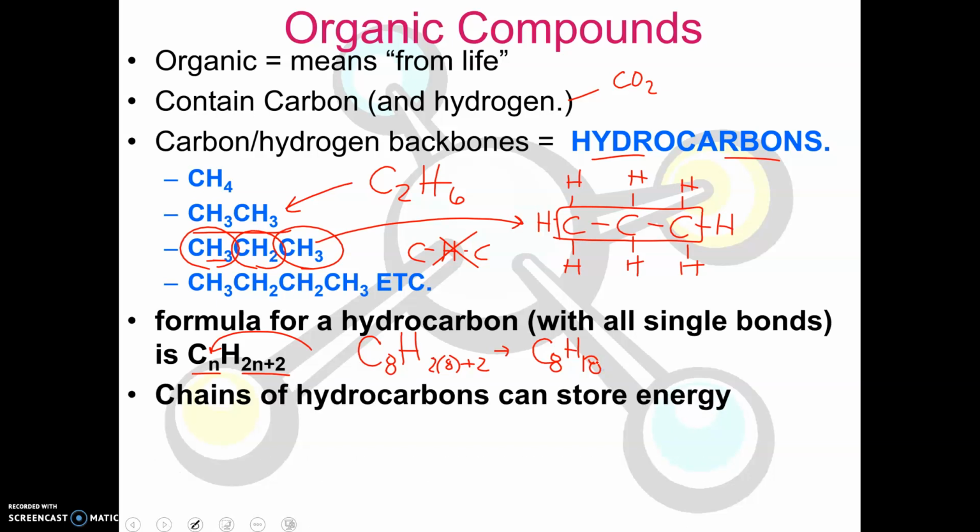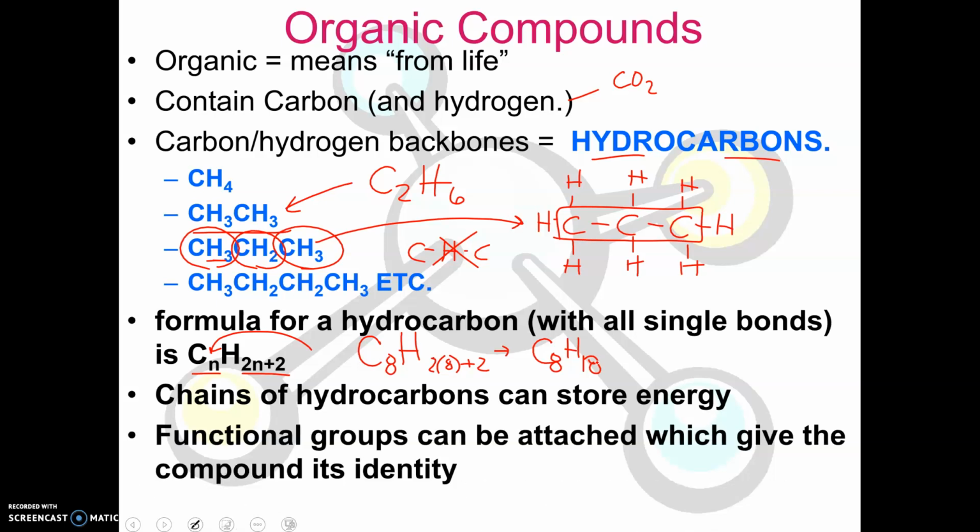Now it turns out chains of hydrocarbons are very rich in energy. We're going to find that hydrocarbon chains are the biggest component of fats. And these long chains, they can be 40 carbons long, 50 carbons long. Just carbon and hydrogen in these long chains actually store lots and lots of energy, lots of calories. That's why fat is high in calories. It's got a lot of energy in it.